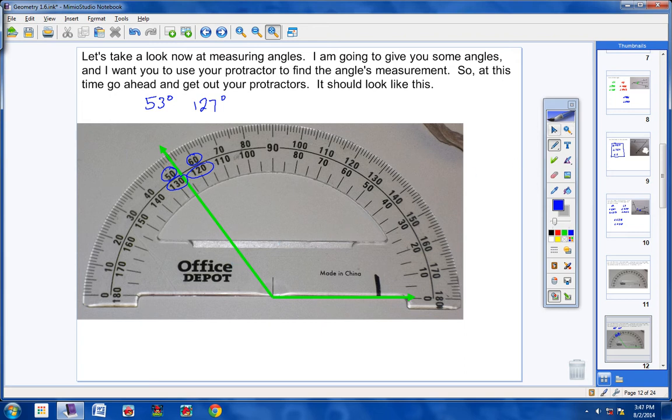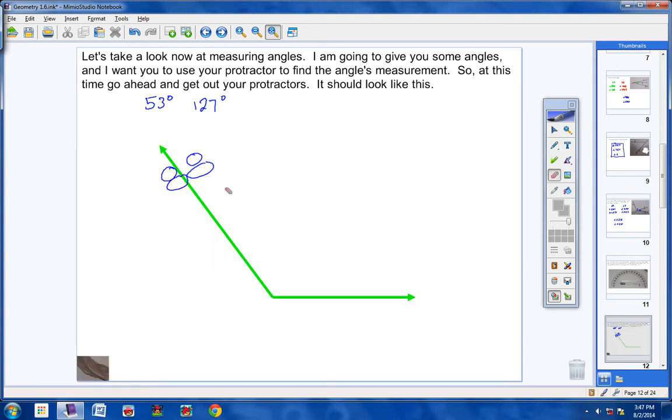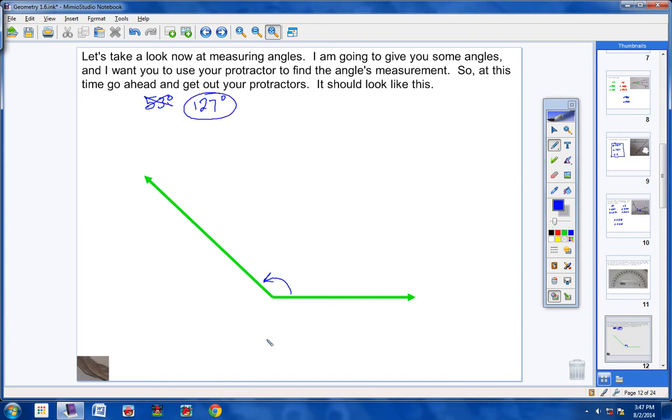Now, again, one of the main mistakes that students make is they're confused about which number they should use. Well, ask yourself this question. If the angle is 90 degrees, like this, have I made the angle smaller or have I made the angle bigger? Well, the answer is bigger. So there's no way that the measurement of this angle right here is going to be 53 degrees. It's going to be 127. Make sure you know how to measure angles. That's really, really, really important.